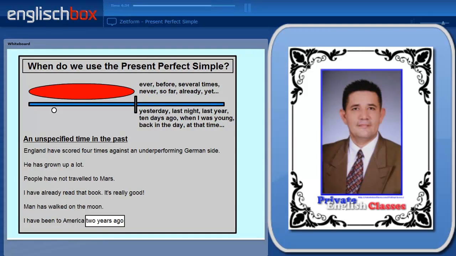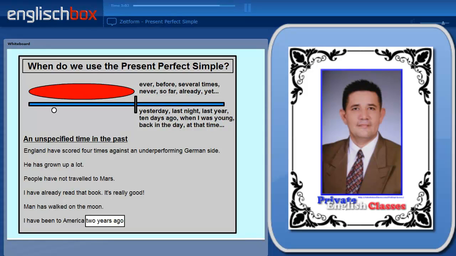With the present perfect simple, we can use adverbs and time expressions such as ever, before, several times, never, so far, already, and yet. These are unspecific time expressions. They can happen at any point in the big red circle on the whiteboard. If we want to say when something happened, if we want to give a specific time expression in the past, then we have to use the past simple.